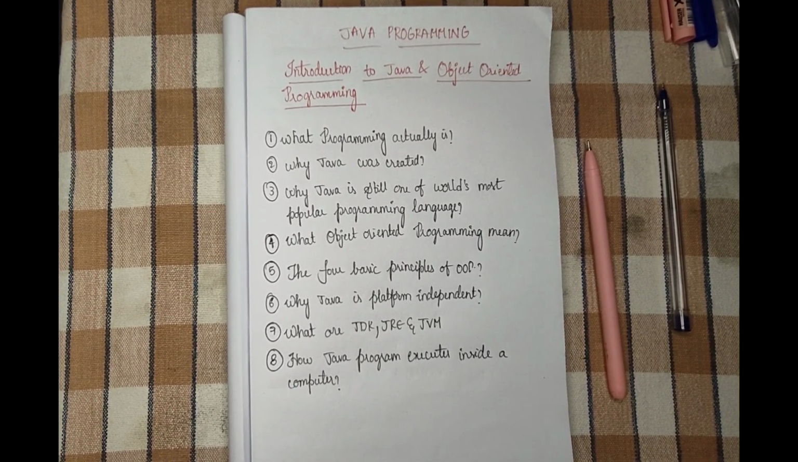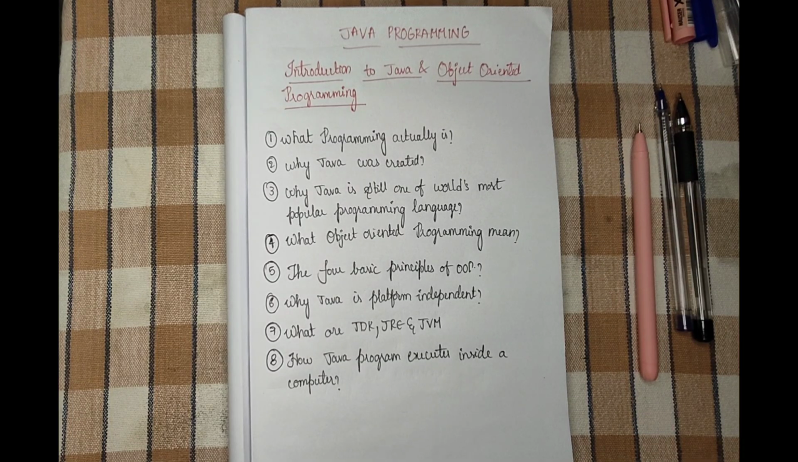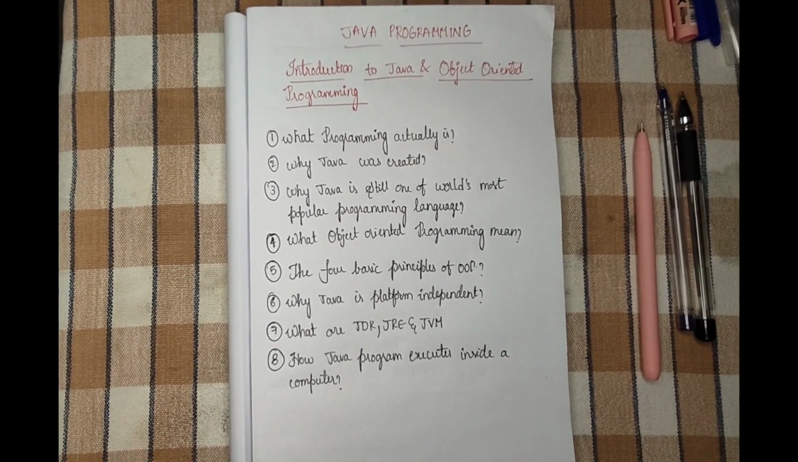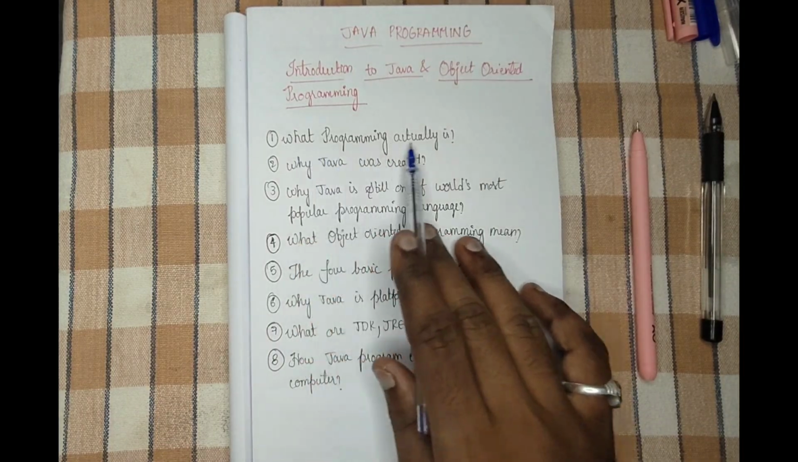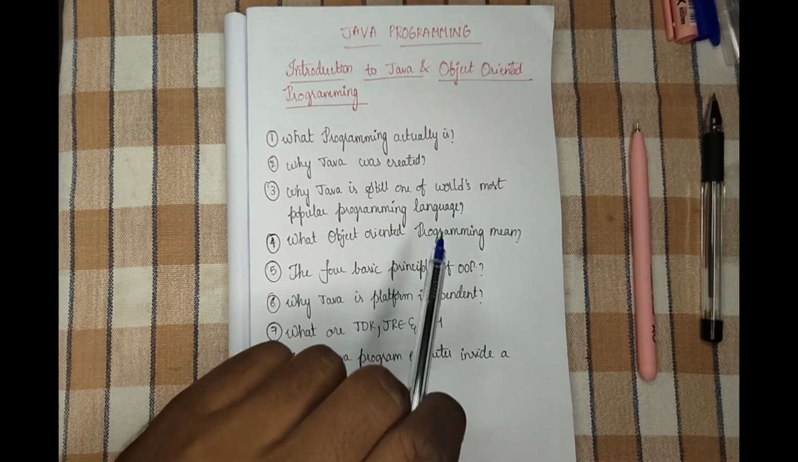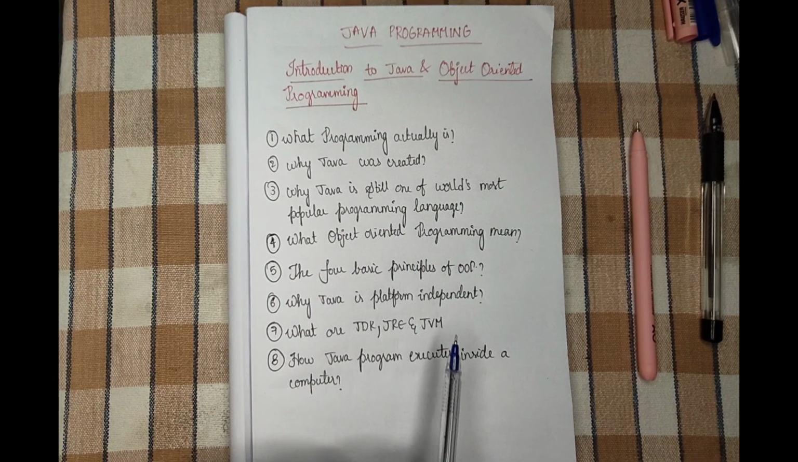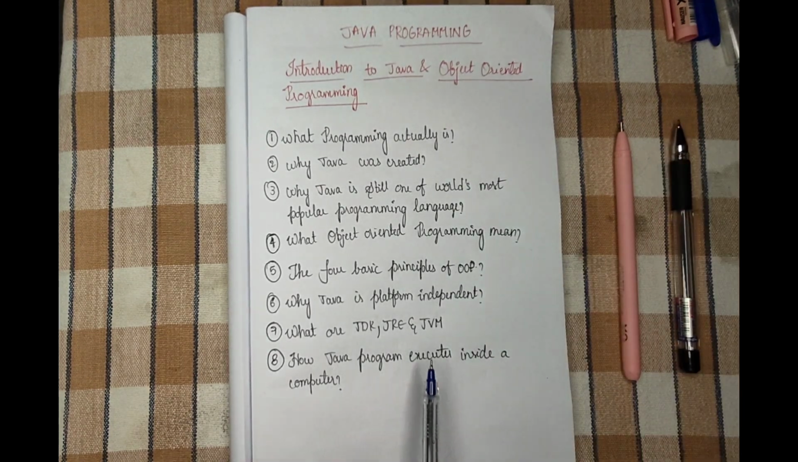So today we are going to discuss Java programming. I'm going to discuss the introduction to Java and the object-oriented programming language. At the end of the session, we are going to know what programming actually is, why Java was created, why Java is still one of the world's most popular programming languages, what object-oriented programming means, the 4 basic principles of OOP, why Java is platform independent, what the JDK, JRE and JVM are, and how a Java program executes inside a computer.